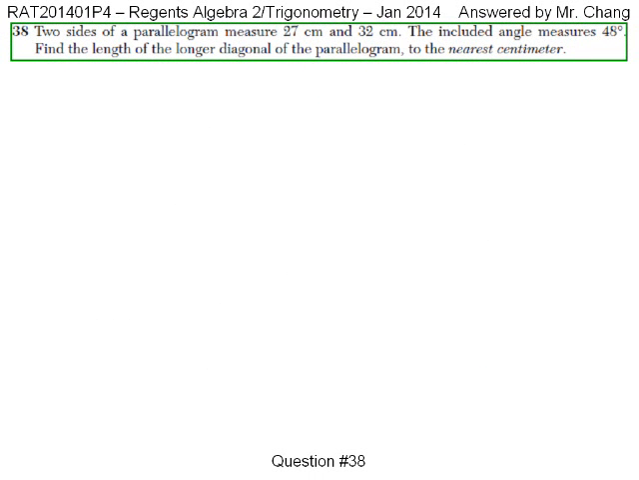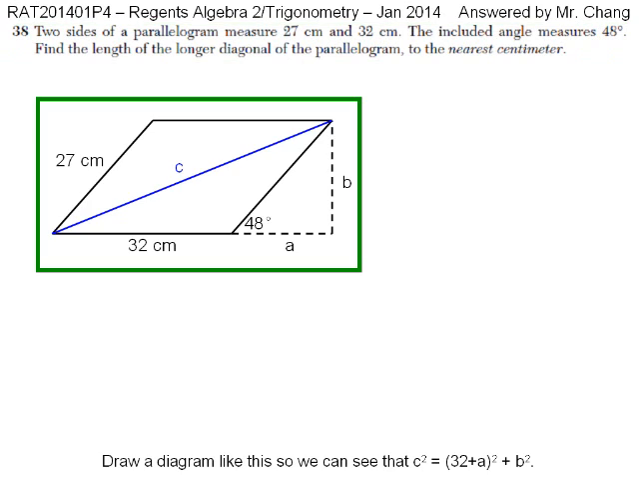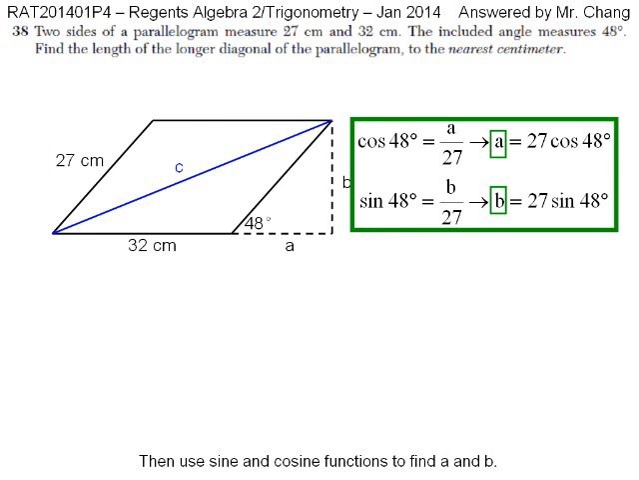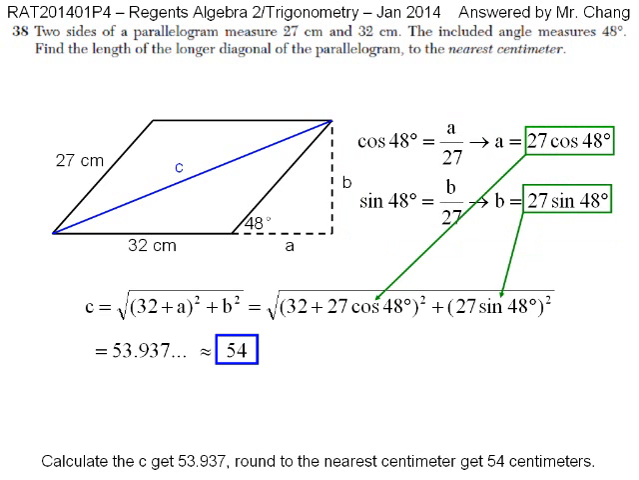Question number 38. Draw a diagram like this so we can see that c squared equal to 32 squared plus a squared plus b squared. Then use sine and cosine functions to find a and b. Calculate c, get 53.937. Round to the nearest centimeter, get 54 centimeters.